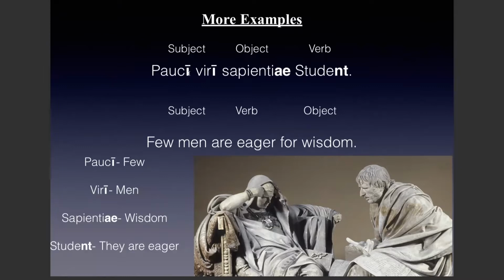So here's another example. Pauci viri sapientiae student, right? And we see the subject is pauci viri, the object is sapientiae, and the verb is student. Now, I give you the English order of this, right? We see the subject is few men, right? The verb is are eager, that's student, right? For wisdom, that is sapientiae, right?